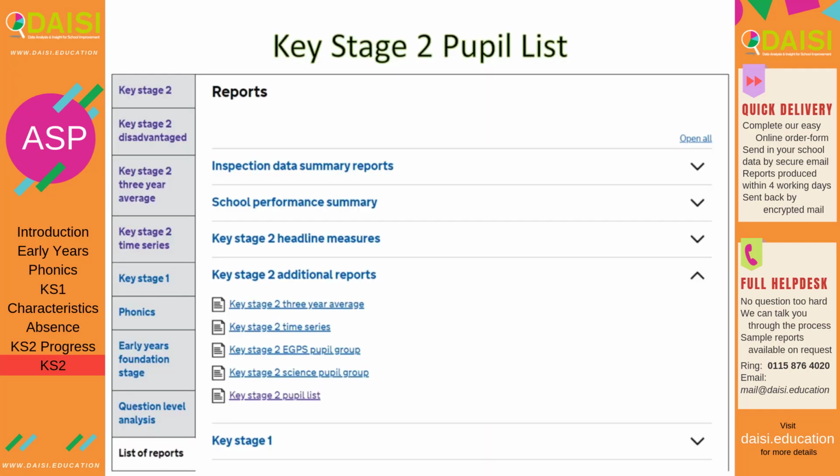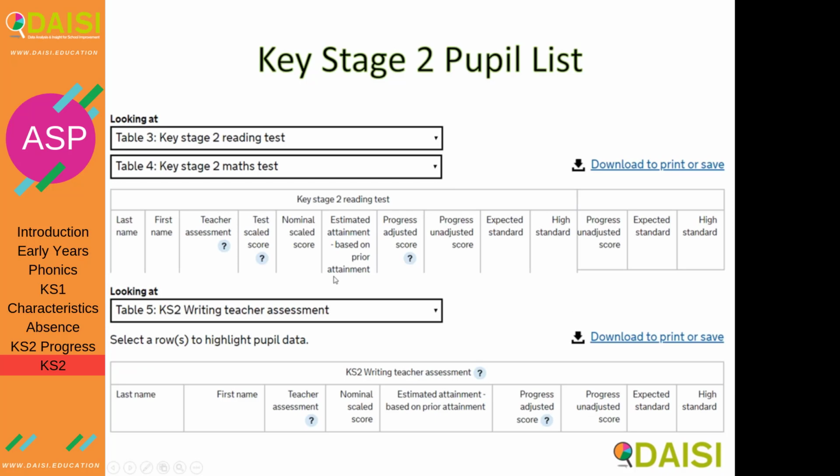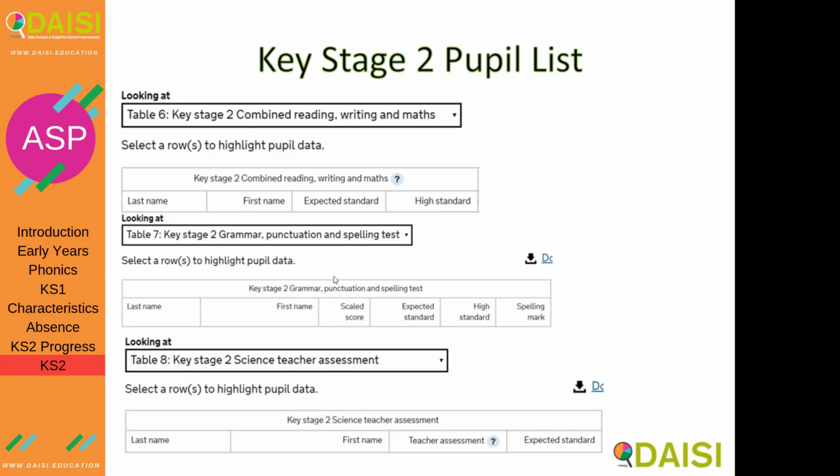There are two new features at Key Stage 2. First of all, if you go to the list of reports, you can click on the Key Stage 2 pupil list. So this gives 8 tables. So with pupil context, Key Stage 1 prior attainment, and the results in reading, maths, writing, reading, writing, maths combined, GPS, and science.